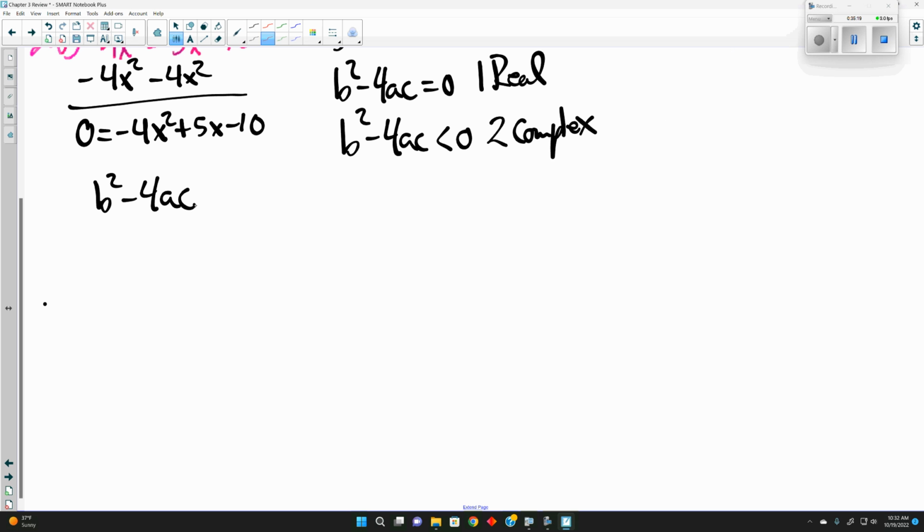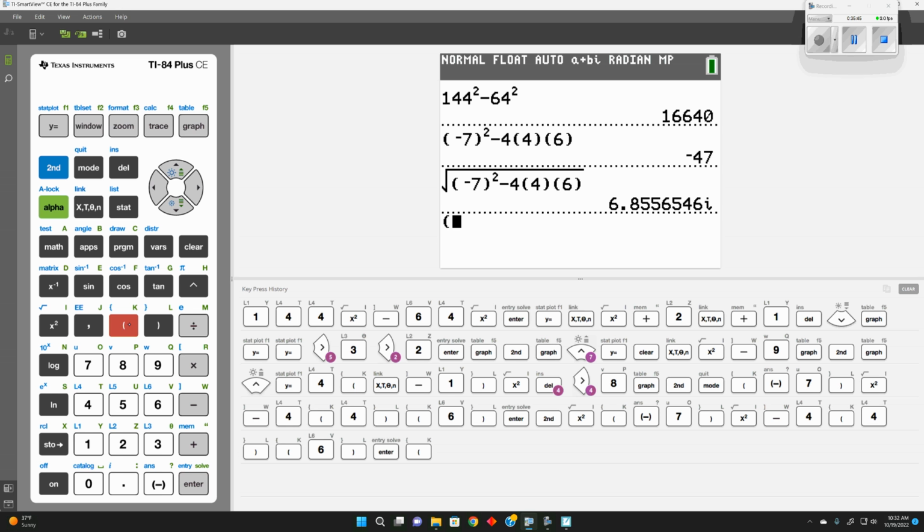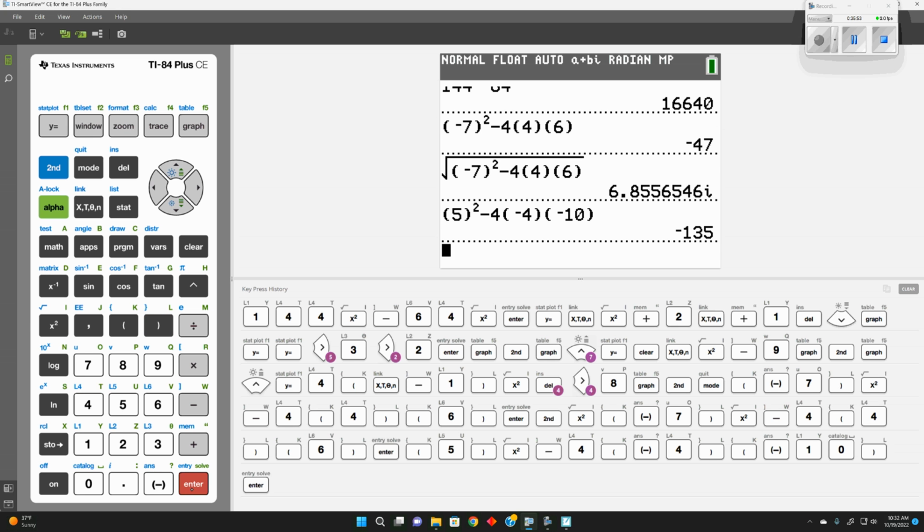B squared minus 4ac. Now the value of b in this case is 5. So we have 5 squared minus 4 times a is negative 4 times c is negative 10. Yes? Plug it in. B squared minus 4ac, that's all numbers. We don't need the radical, we just need to find out what this value is. So we have 5 squared minus 4 times negative 4 times negative 10. Enter. We get negative 135.